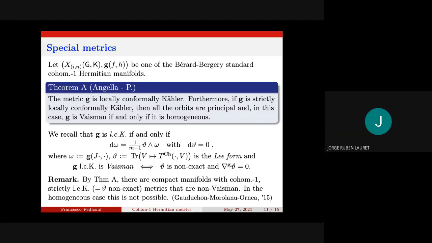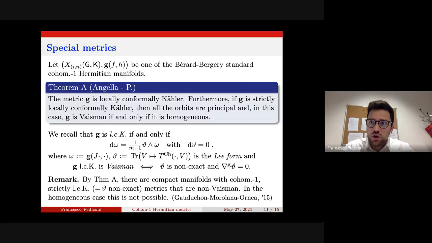But Francesco, if all the orbits are principal, then you never get a compact total space, right? No, that's not true because, for example, the Hopf manifold is compact and all the orbits are principal. If you take just the product with S1. Oh, okay. Yeah. In that case, all the orbits are principal, and in fact, the standard metric on the Hopf manifold is Weissman. So this can be seen as a generalization of this result, if you want.